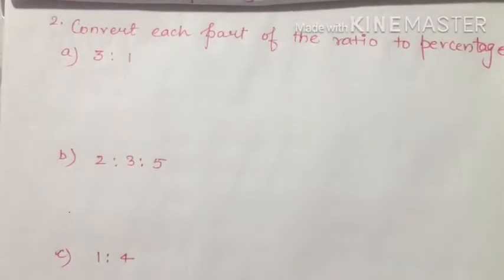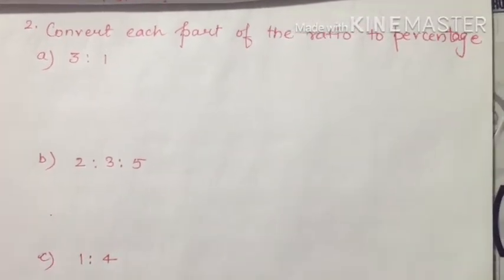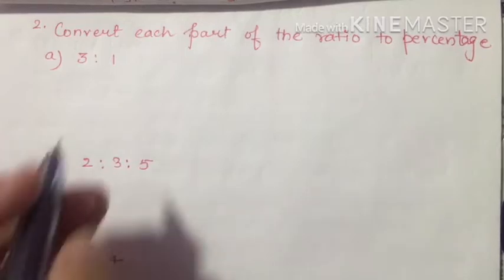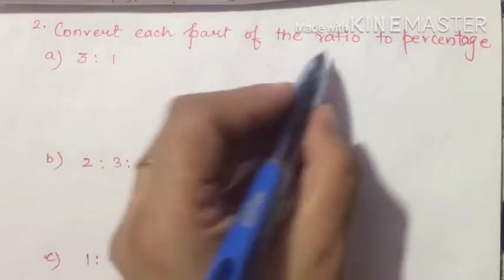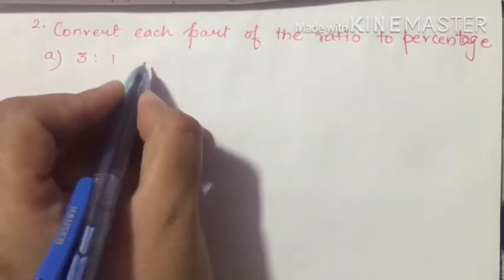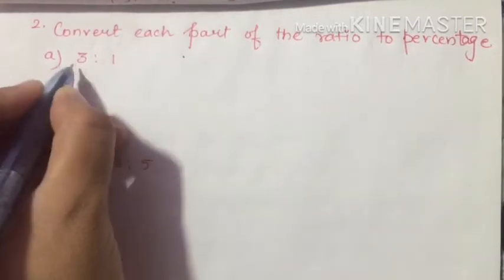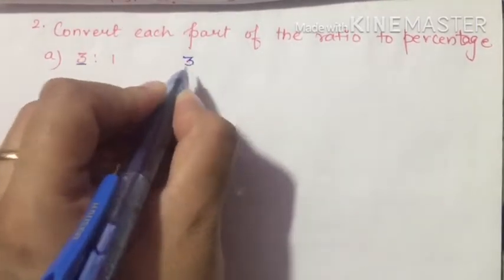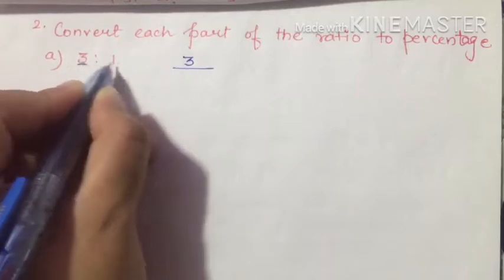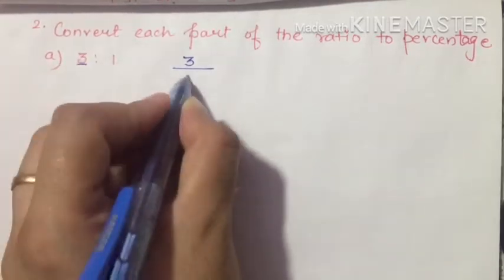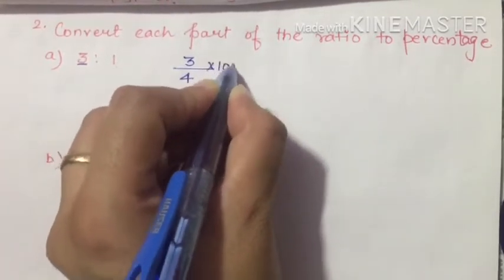So this is the question. I have to convert each part of the ratio to a percentage. See how I can do it. First I will write this 3, then the total of these two. 3 divided by, what is the total of 3 and 1? That will be 4, multiply by 100.